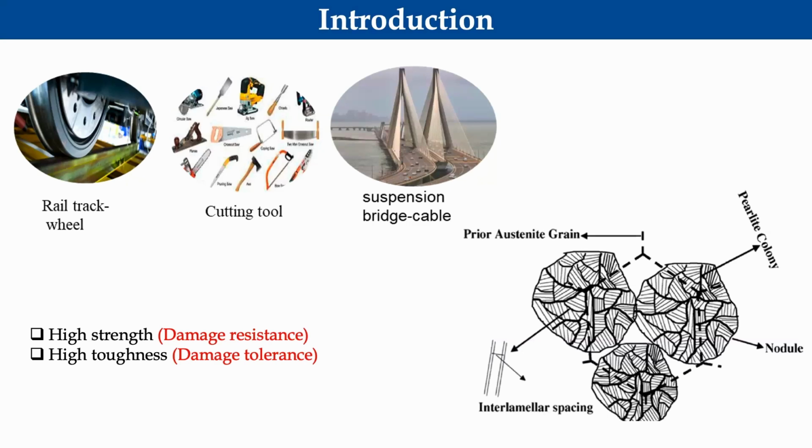Initially, this dashed honeycomb structure is our prior austenite grain, and within that prior austenite grain we have multiple nodules, as you can see here. In that nodule there are multiple pearlite colonies. A pearlite colony is where the cementite plates are parallel to each other, so we defined it as a pearlite colony. In that colony we have multiple lamellae of ferrite and cementite. This spacing between the ferrite and the cementite is termed interlamellar spacing.